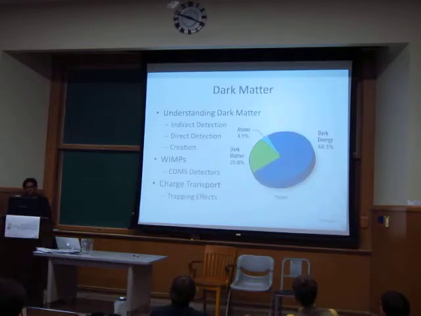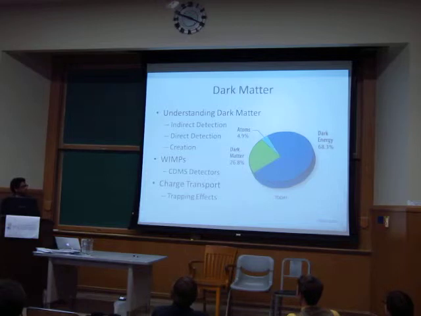So here we go. Understanding dark matter: I think Derek gave a pretty good introduction of what dark matter is. There are three ways to look at this. The first one is indirect detection, which you talked a lot about. The second is direct detection, which is what we work on. And the third is creation, which I think is the coolest. You try to create these dark matter particles in accelerators. Specifically, we're looking for WIMPs, and we use these germanium detectors to do that.